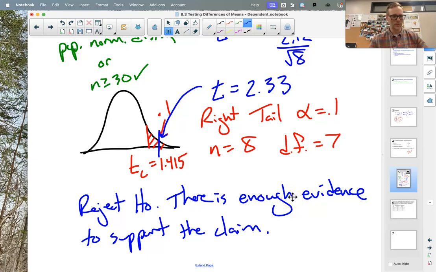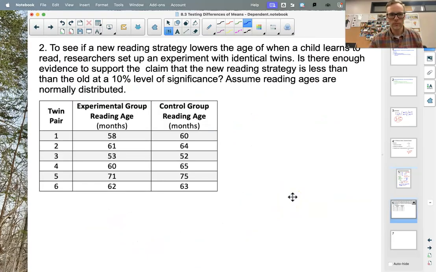Let's look at one more example together. So here's that other one. This new reading strategy to help children learn how to read earlier: we've got how many months old they are when they first learned how to read. Experimental group, control group. How are they paired? By using identical twins.